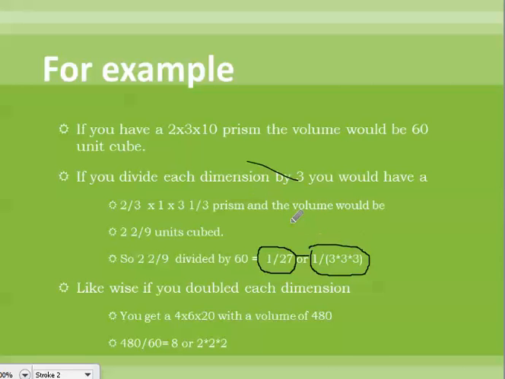And what were we doing to begin with? We were dividing by 3. You notice how it's got 3 times in there. Interesting. Also, if I doubled each one of these original dimensions, so it becomes a 4 by 6 by 20, the volume becomes 480. And if I take 480 and divide it by 60, I get 8. And 8 is 2 times 2 times 2. And what were we doing? We were doubling. We multiplied each one of them by 2. So volume, 3 times. Interesting, interesting.